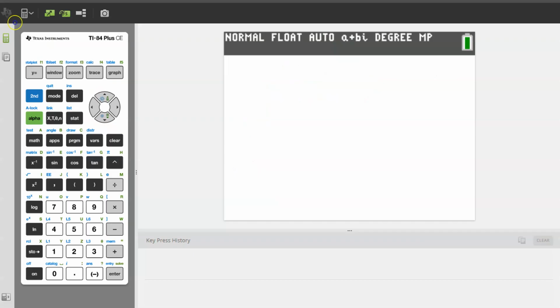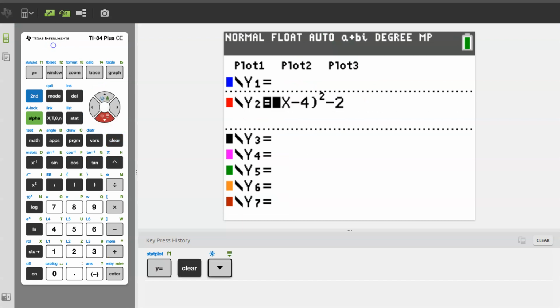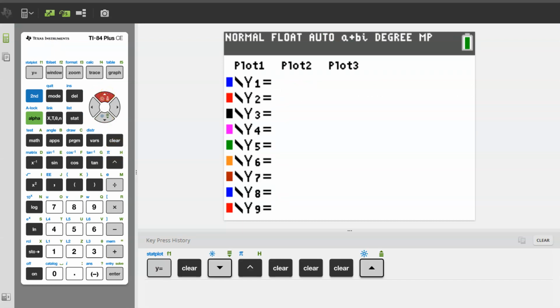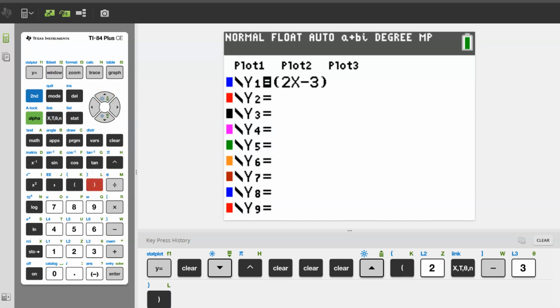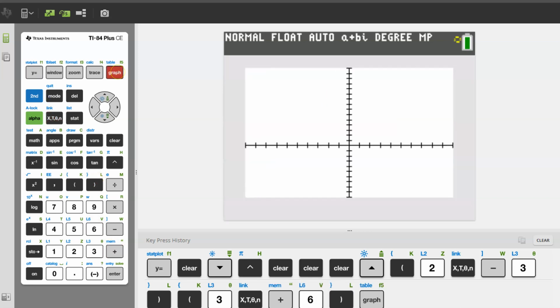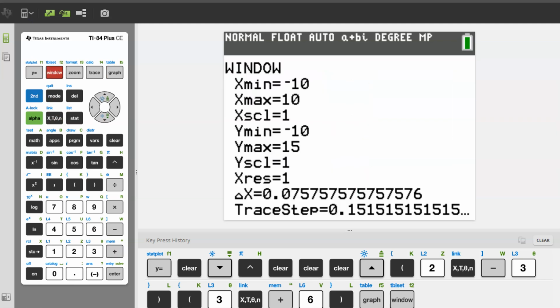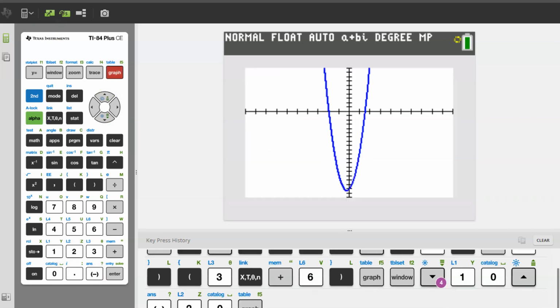So I'm going to go to my calculator. I'm going to type in exactly what was given to me. Okay, so I'm going to type in 2x minus 3, and I'm going to type in my 3x plus 6. So I should get this graph. As you can see, the window needs adjusting, so I'm going to adjust my y, so hopefully I can show the whole parabola.